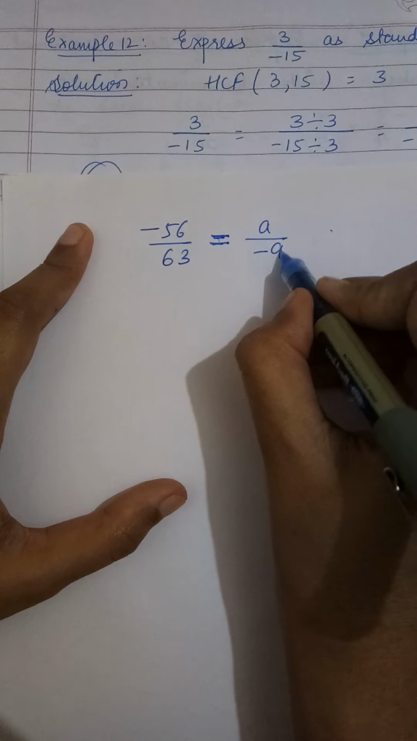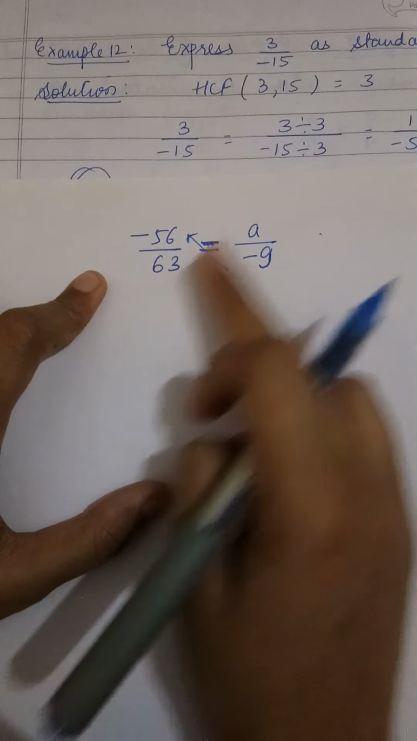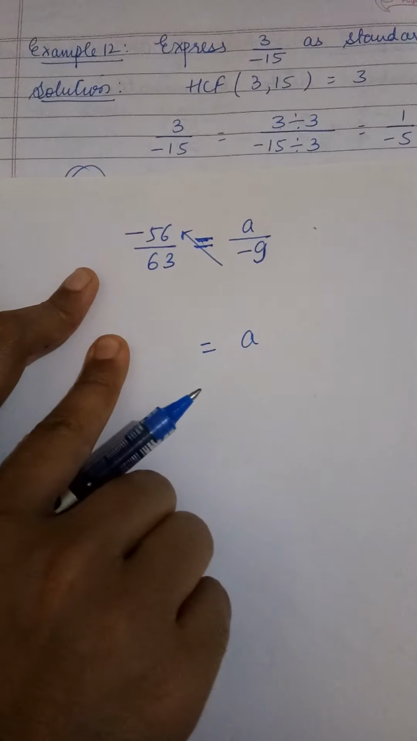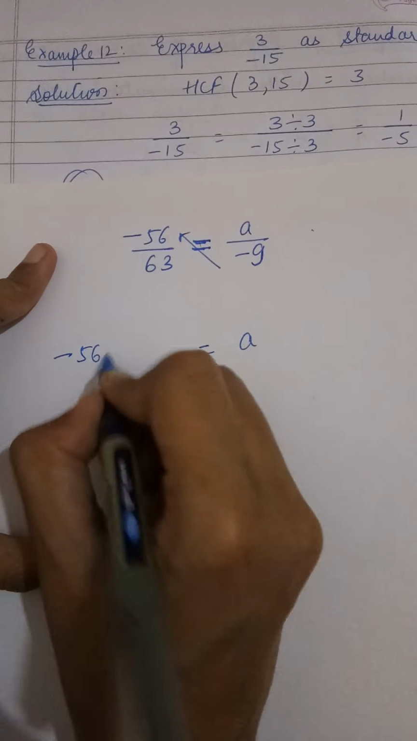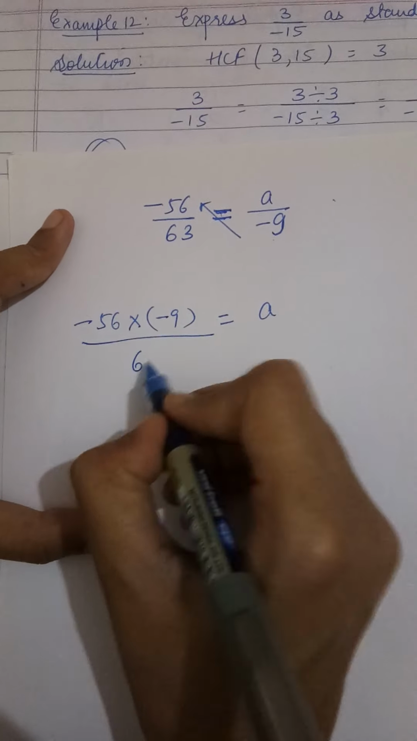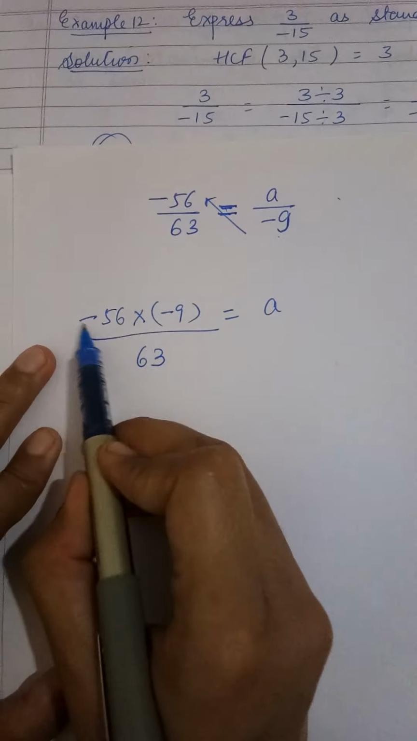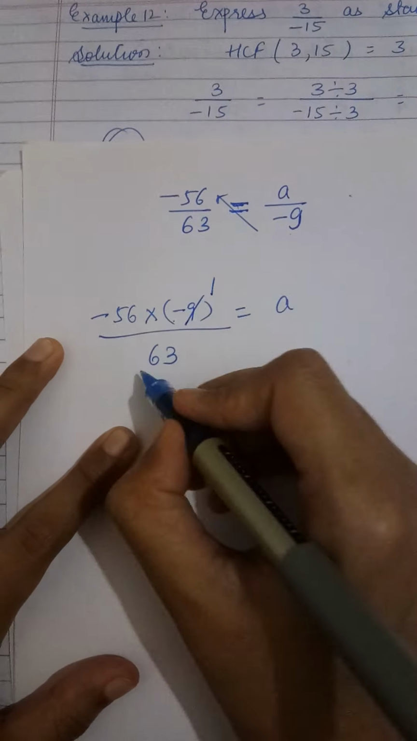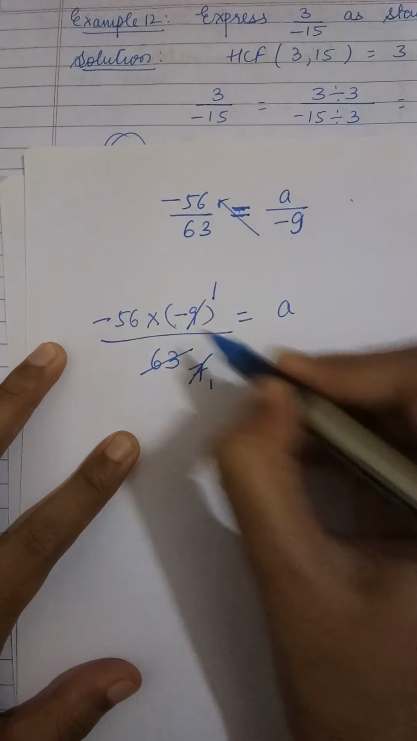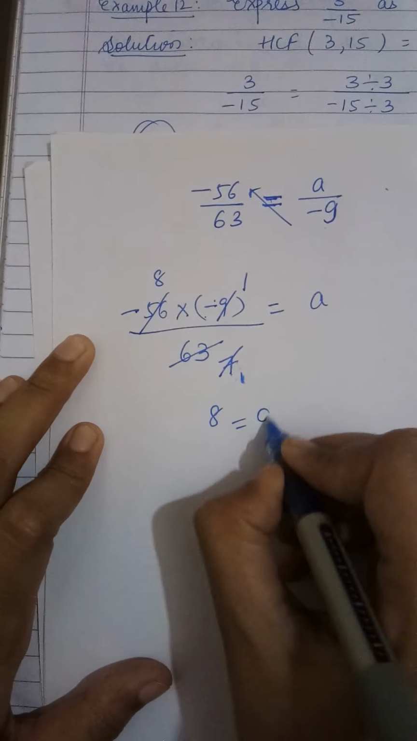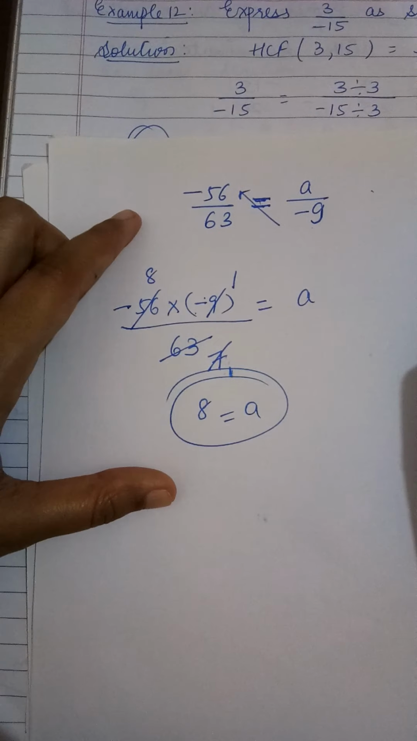Now what I am going to do here is cross multiply. Minus 9 will go to that side. 63 I will not take with a, because I want the value of a, and only if a is alone can I find the value. So minus 56 will be multiplied by minus 9, divided by 63. Now let us divide. Minus minus plus, so the answer will be in plus. 9 ones are 9, 7 nines are 63, 7 ones are 7, 8 sevens are 56. 8 will come, and minus minus plus, so the value is going to be 8.